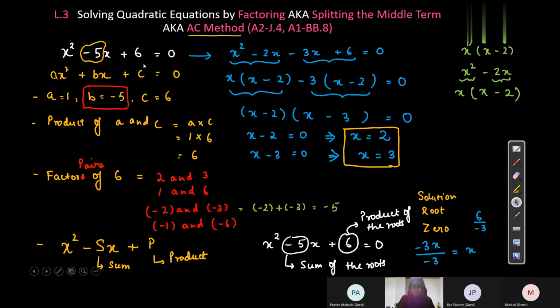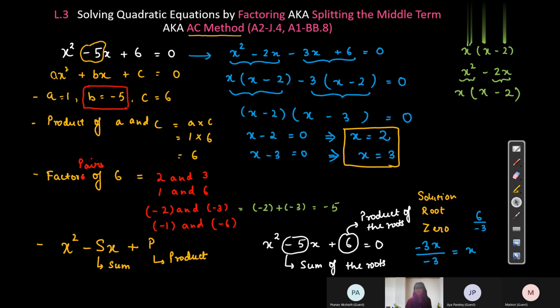First, we find the product of a and c. Then we find factor pairs and pick the factor pair which will add up to give us the b coefficient. And then we split up the middle term. Okay, so Jia has done this last year. Pranav and Mahi, are you clear with this method? Yeah. Yes. I know this is a lot, but once you practice, you will be good with it.